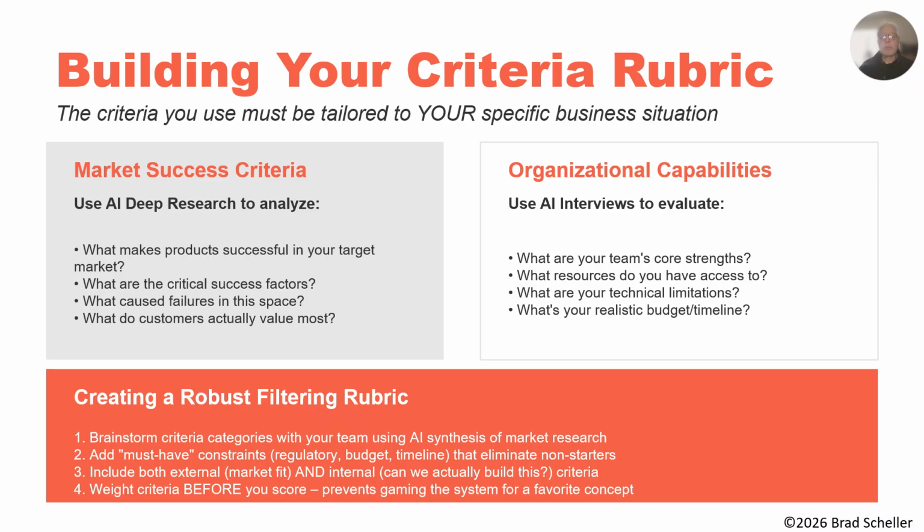Then build your rubric. So, 1, brainstorm criteria categories by synthesizing your market research with AI. 2, add must-have constraints that immediately eliminate non-starters. Regulatory requirements, hard budget limits, non-negotiable timelines. Those are killers. 3, include both external criteria like market fit and internal criteria such as can we actually build this. 4, weight the criteria before you score any concepts.